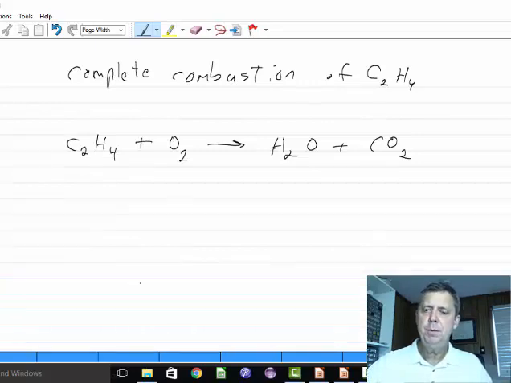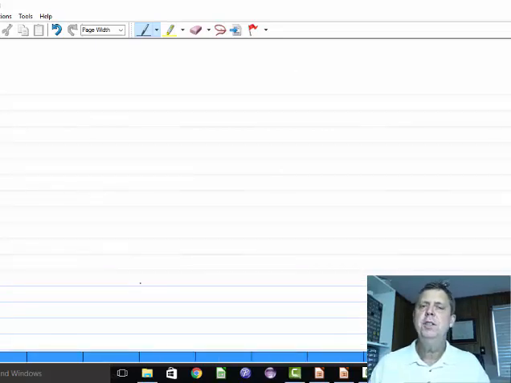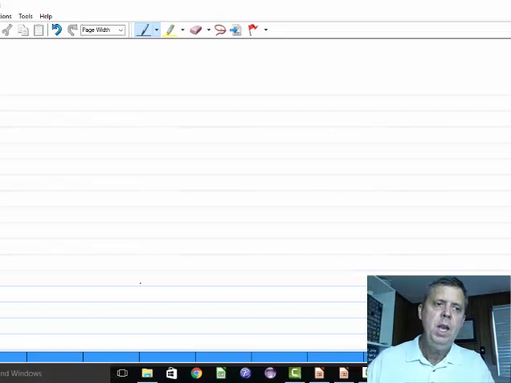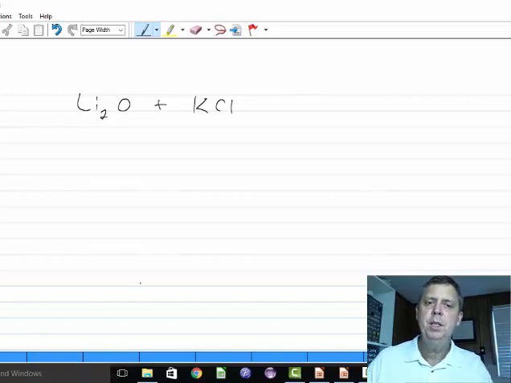The ones that get people tripped up in many cases at first are the single replacement and double replacement reactions. Now remember, these are dealing with ionic compounds. So if we have something like, say, lithium oxide plus potassium chloride, and we want to figure out the products of this double replacement reaction, well, the cations trade places. That's all.